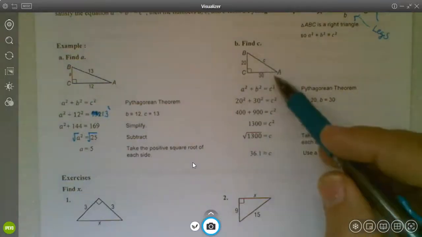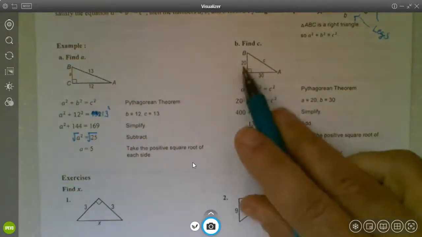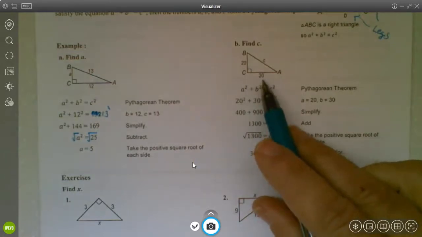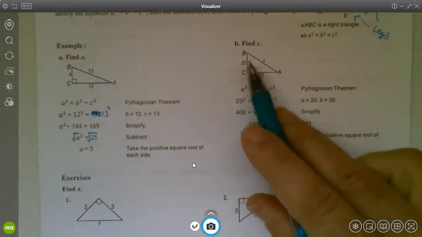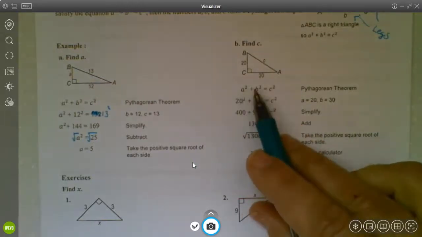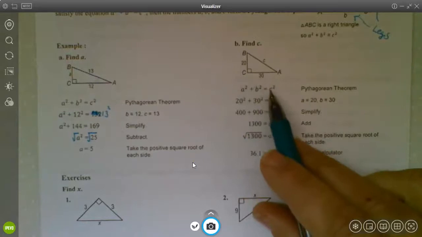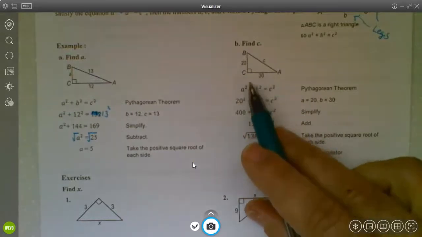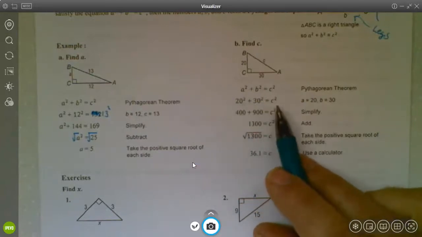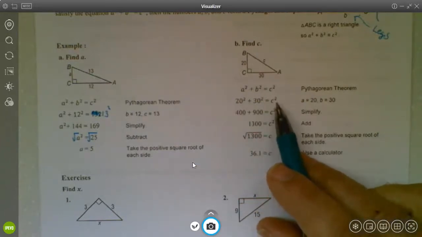So if you go over to this side, we have these guys can be A and B. Again, it really doesn't matter which one is A and which one is B, as long as you recognize that these are the two legs, and they're going to go here and here, and then the hypotenuse is what's going to go over here. So we're going to put 20 in for A, we're going to put 30 in for B, so here's this setup. And then just like the previous one, we just have to simplify this.